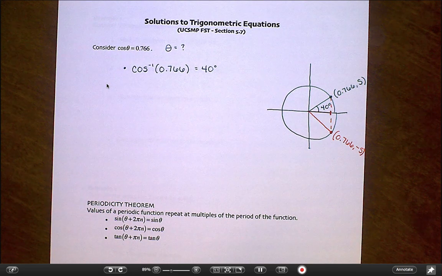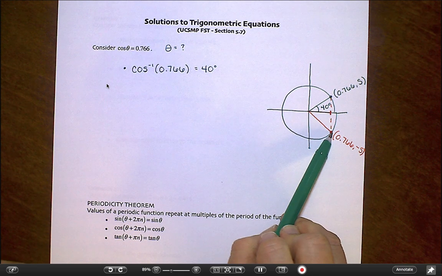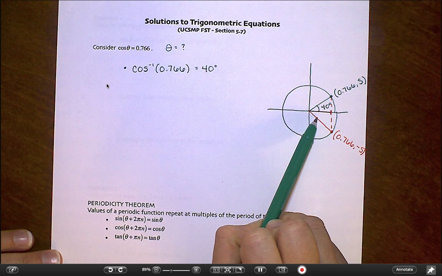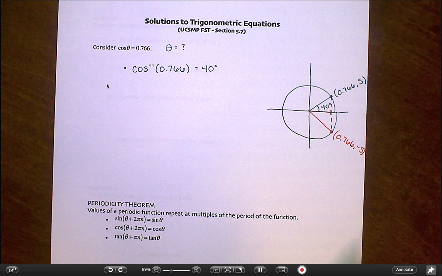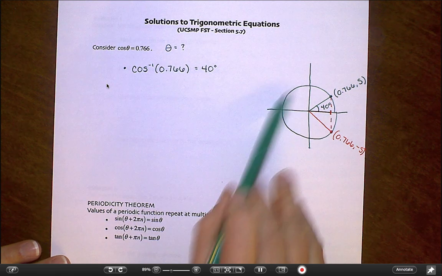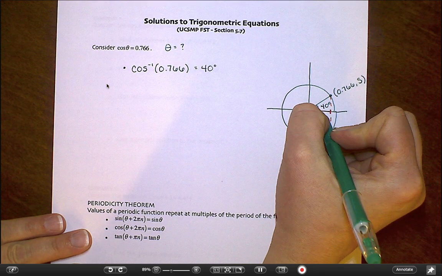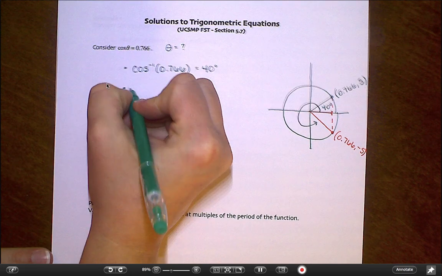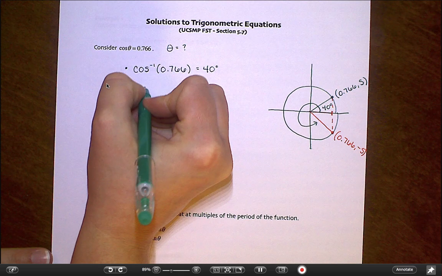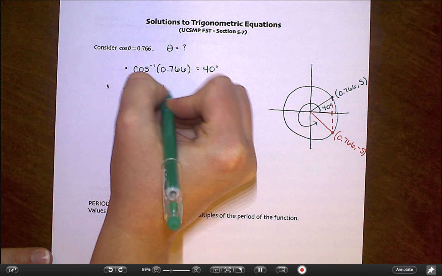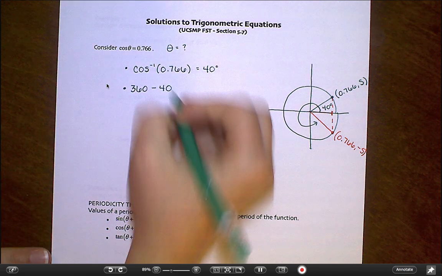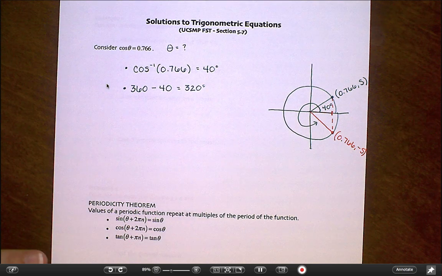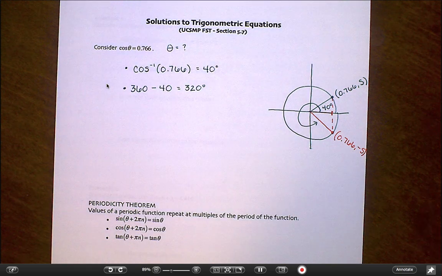Okay. So to find what this angle would be, I don't want to just call it negative 40. I know we talked about how this is positive 40 and this is negative 40, and that's true. But if I want to talk about it in terms of 0 to 360, and I want to know what this angle would be called if I went around and found it this way, what I'm going to do is take that 360 and subtract the 40 degrees, and I'm going to find that a 320 degree angle should have the same cosine. So both of these answers are valid.